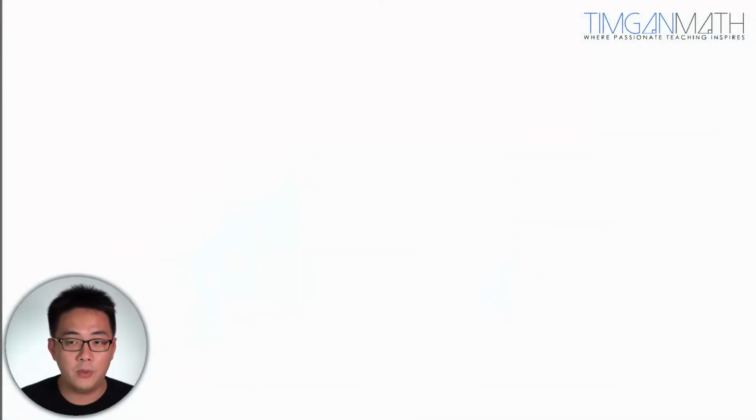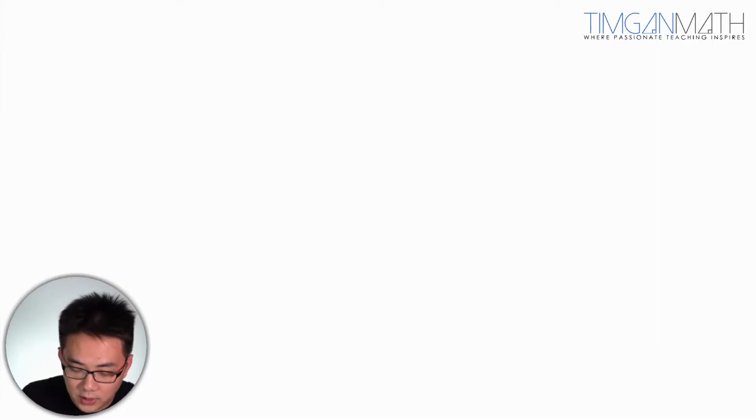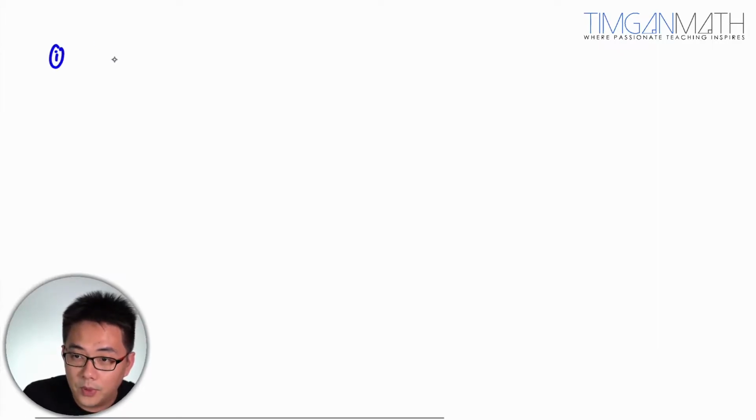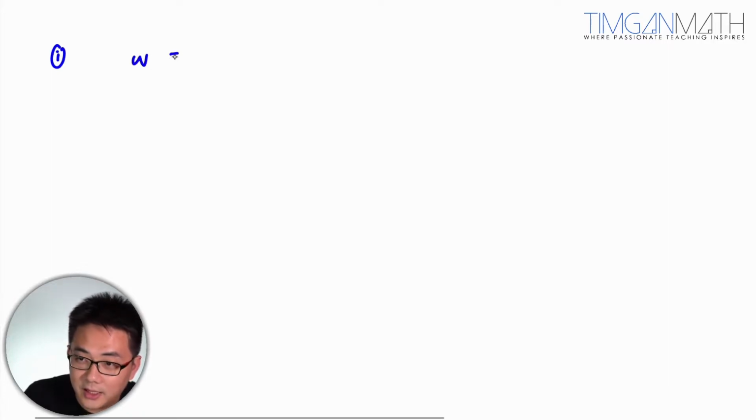Hi, so let's look at this question here, which was taken from the year 2019 paper, question 9. This is the actual A-level paper. So you're told to express y plus 1. Okay, so you're told that w could be expressed as cosine theta plus i sine theta.